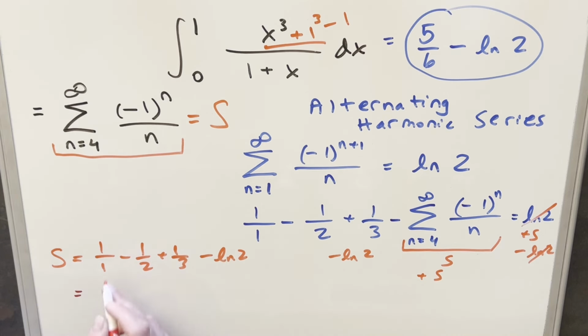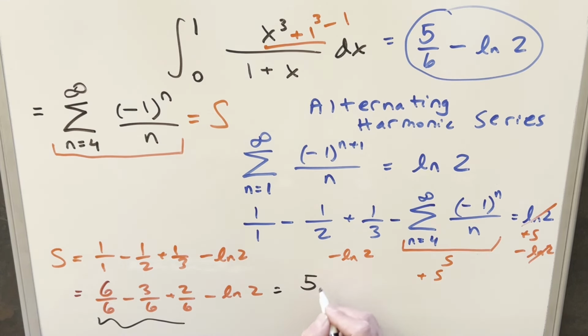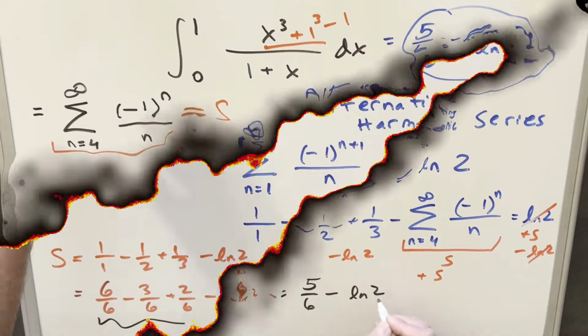But then we just need to simplify it, common denominator like we did before. This becomes 6 over 6 minus 3 over 6 plus 2 over 6 minus ln2. Adding this up, same thing we did before. For my final solution of this, we have just 5 over 6 minus ln of 2.